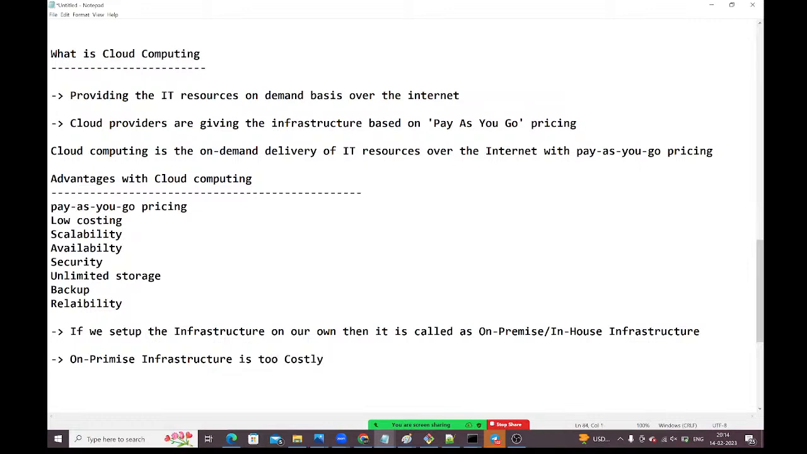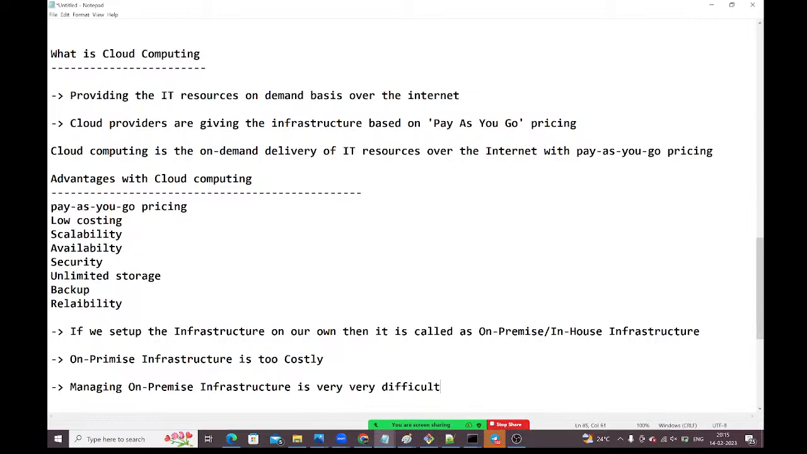Next, managing on-premise infrastructure is very, very difficult, guys. Understood, guys? That's why, to overcome this headache, we are going with cloud computing.